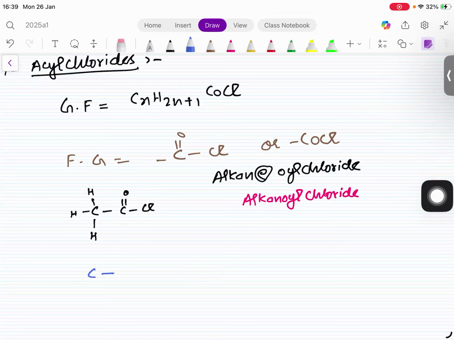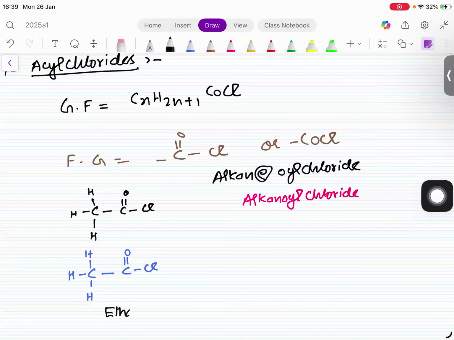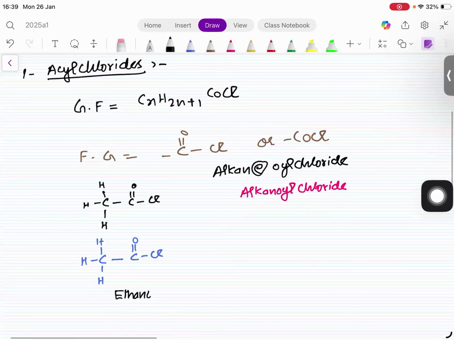So if this is alkanoyl chloride, 2 carbons means ethane, and this is ethanoyl chloride. This is what you have when you have an acyl chloride. This is ethanoyl chloride.